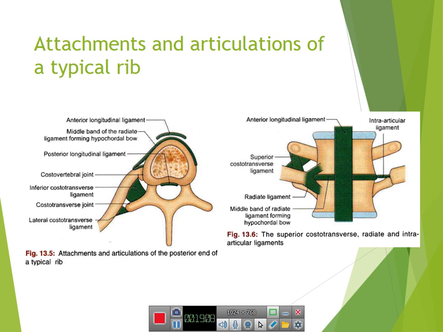The crest of the head, do you remember where was the crest? The crest of the head provides attachment to the intra-articular ligament of the costovertebral joint. About attachment of the neck, so we have a head of the rib, neck of a rib, and the body of the rib. Here is a tubercle of a rib, neck of a rib, and head of a rib. So the head of a rib is attached to the body of a vertebra through the radiate ligaments.